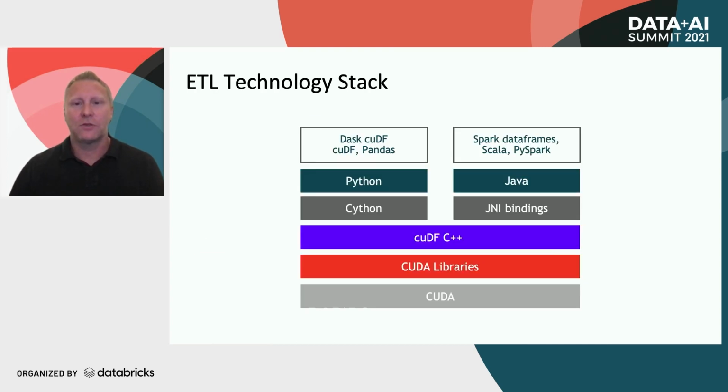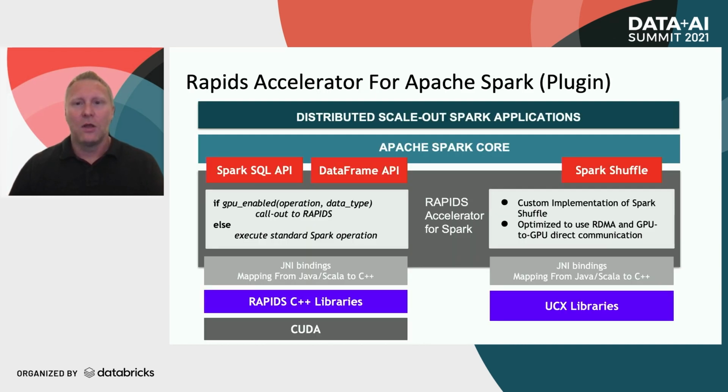So the ETL stack for this, if we're looking at the right side here, we have Spark DataFrame, Scala, and PySpark. It's built upon Java. And then we wrote some JNI bindings to let us call into the cuDF C++ library, which is the thing that actually uses CUDA libraries to do the GPU operations. A little bit more detail here. So here we have the Apache Spark core, and then we have our plugin. This plugs into Spark. And if you're using the SQL or DataFrame API, basically we look at the operation you're doing and ask, is this a GPU enabled operation? If so, we can use the JNI layer to call out to Rapids. And if not, it will just run on the CPU like normal. On the right-hand side here, we just have the Spark Shuffle component. Again, it has a JNI bindings layer that would call into the UCX libraries.